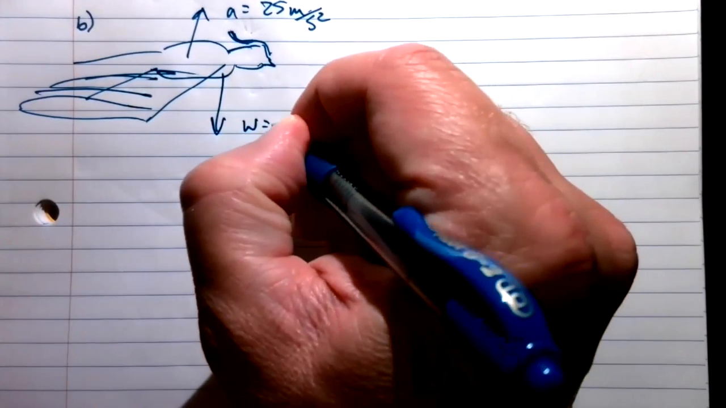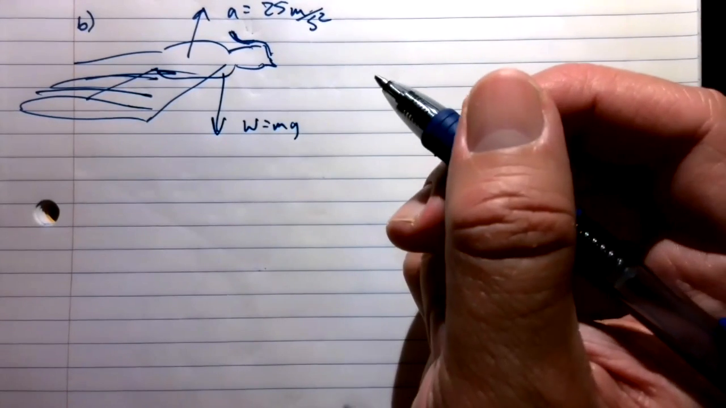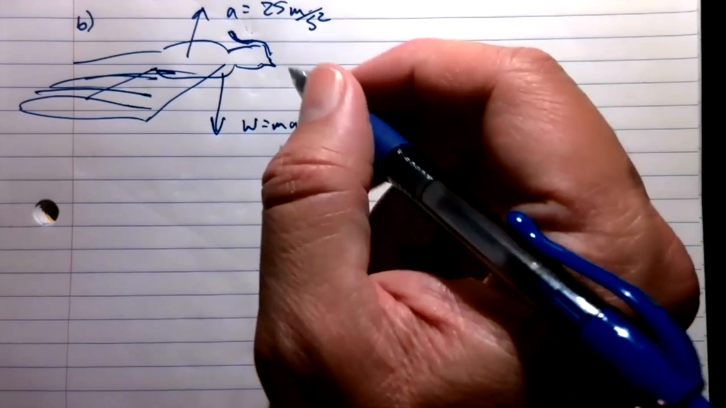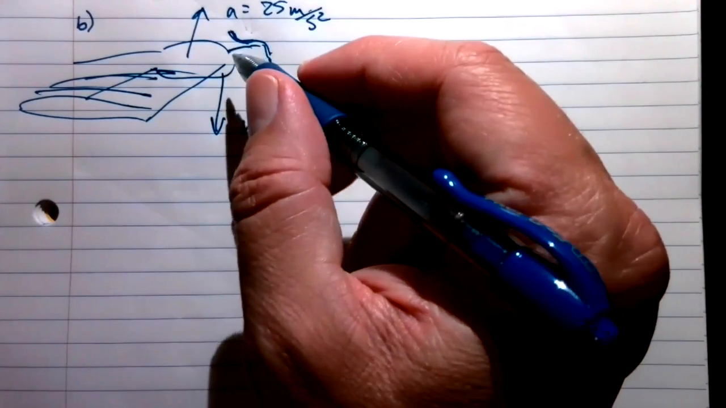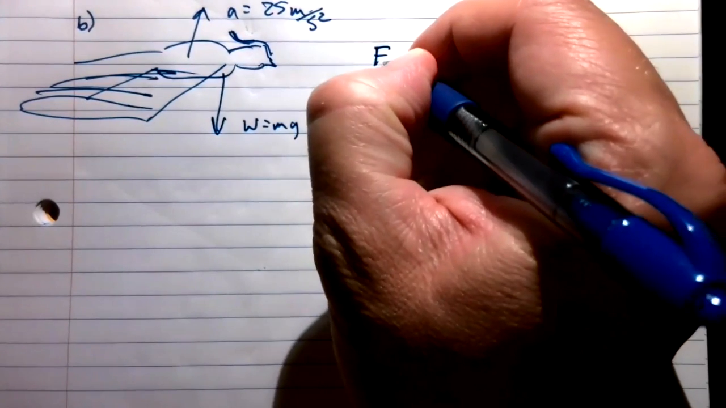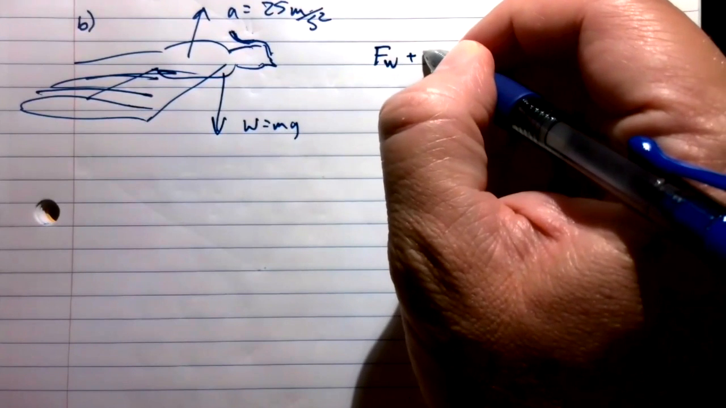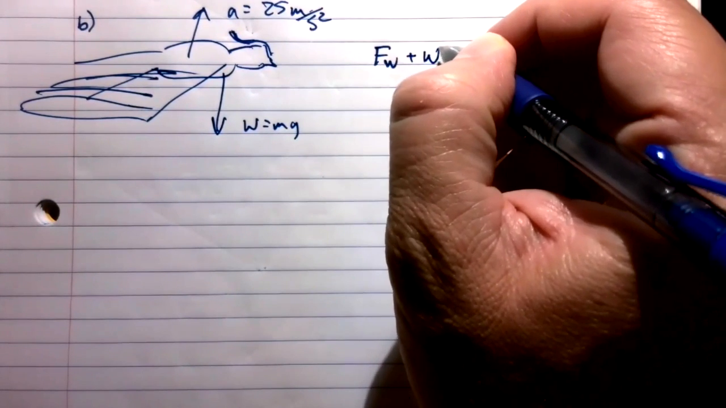The weight of the bird is equal to m times g. That is pointing down. Gravity always points towards the center of the earth. But yet, the force on the wings is going up. So we have the force of the wings plus W, that's going to be negative.